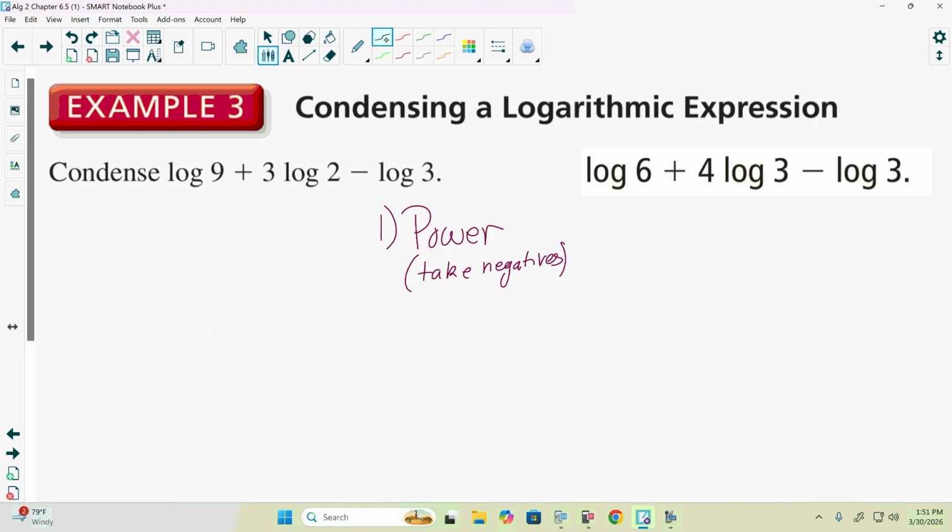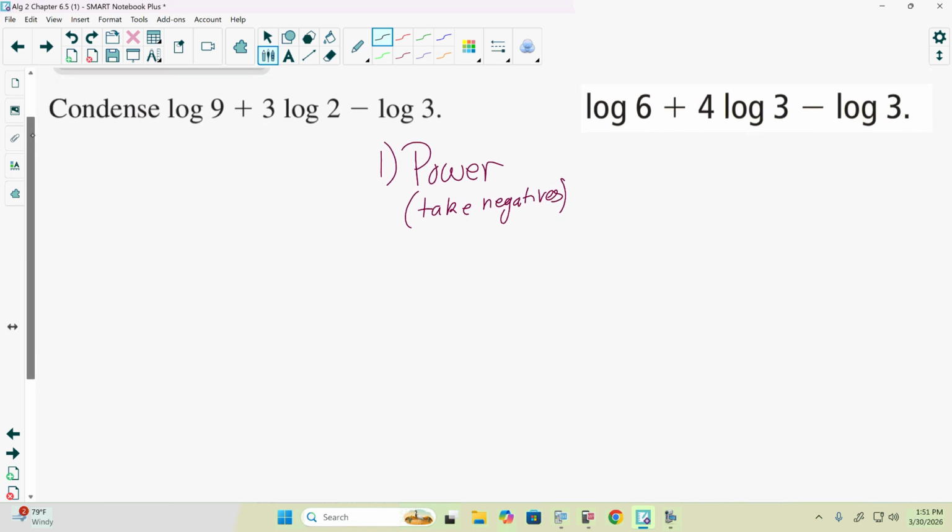Because if we look at this first one, powers, we're looking for the number in front of the log. The only thing in front of log of 9 is positive 1, so it's just going to stay log of 9. There is no power property we're going to apply to it. But the middle term, 3 log of 2, according to the power property, we can take that number in front and move it back up into the exponent, giving us plus log of 2 to the third power.